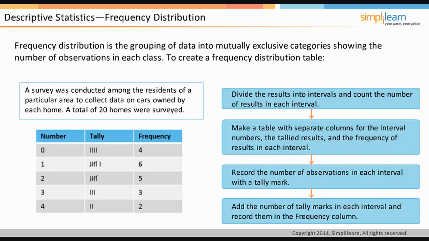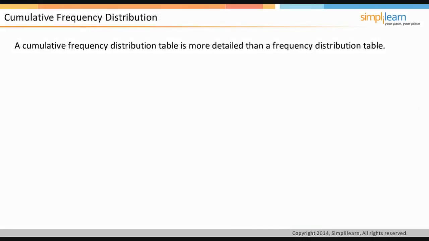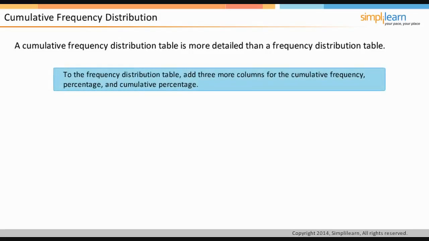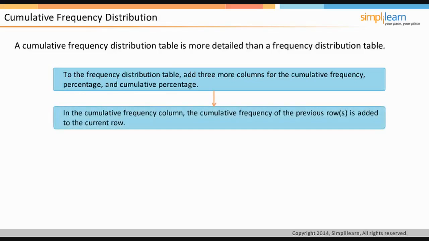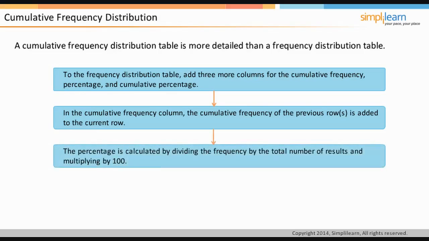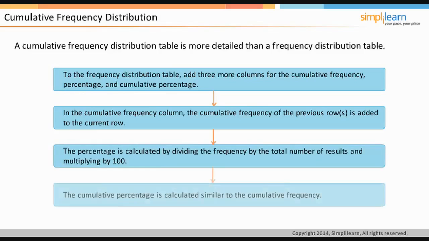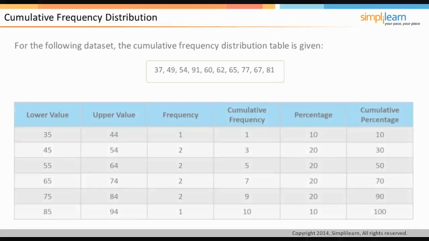In the following screen, we will look at cumulative frequency distribution. A cumulative frequency distribution table is similar to the frequency distribution table, only more detailed. There are additional columns for cumulative frequency, percentage, and cumulative percentage. In the cumulative frequency column, the cumulative frequency of the previous row or rows is added to the current row. The percentage is calculated by dividing the frequency by the total number of results and multiplying by 100. The cumulative percentage is calculated similar to the cumulative frequency.